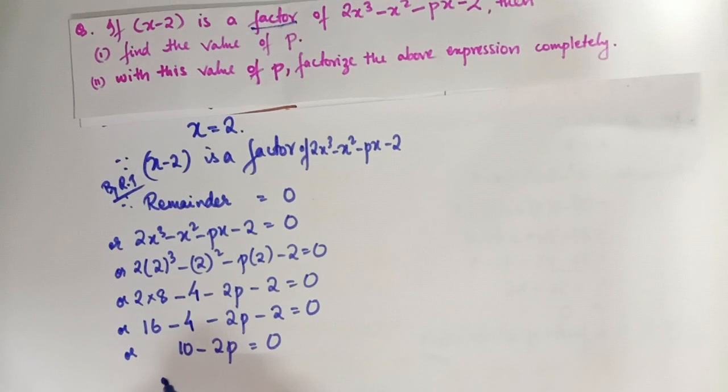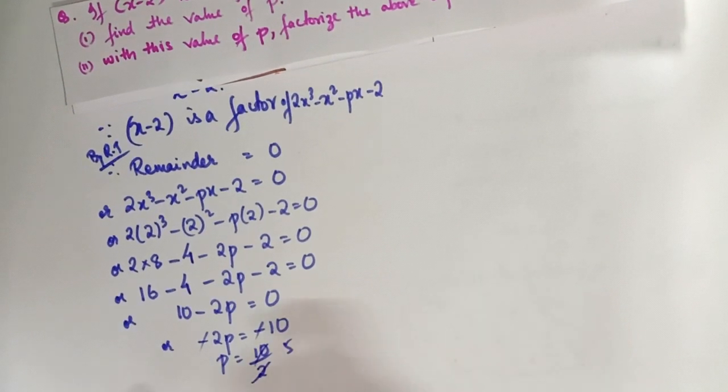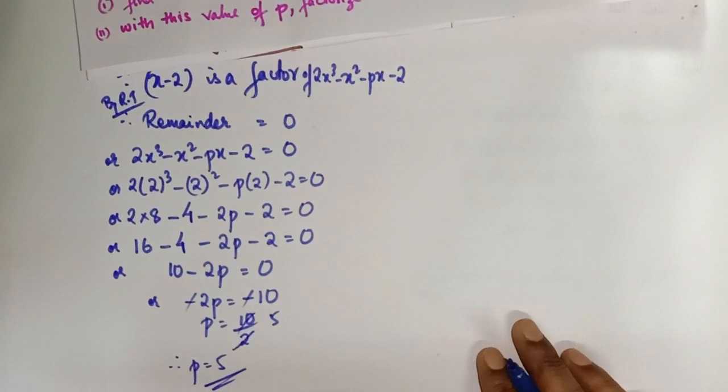Now what can you do? Minus 2p is equal to this. I'll take that side minus 10. So minus minus got cancelled. So p is equal to 10 by 2, so 2 5s. Therefore p is equal to 5. So I got p is equal to 5.